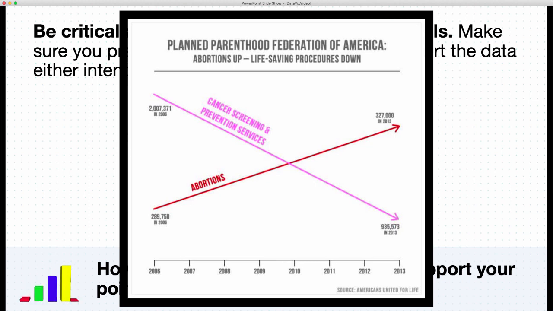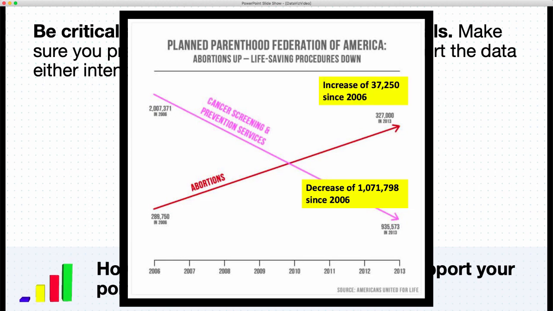Look right here at the numerical data. Right here in the cancer screenings and prevention services, we have at the beginning in 2006, 2 million and some, and then at the end of 2013, 935,000 and some. So that's a big decrease, a decrease of over 1 million since 2006. And if we look at abortions, if we look at the trajectory of this arrow, we'd expect a similar increase, but that's actually not the case. If we look at the numerical data, it's only an increase of about 37,000 since 2006.